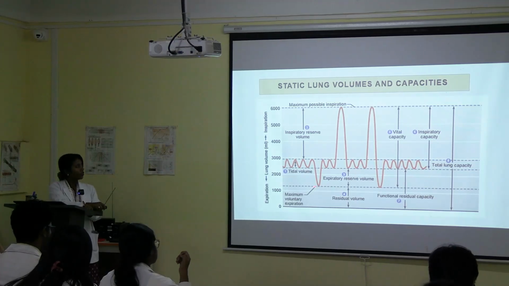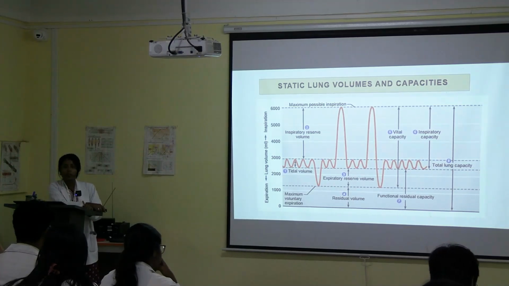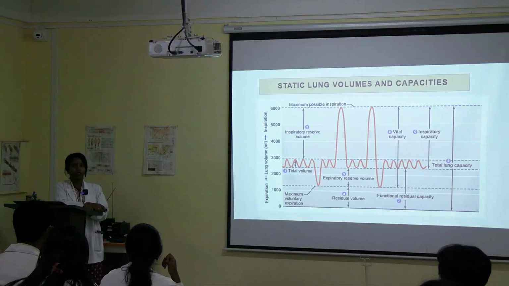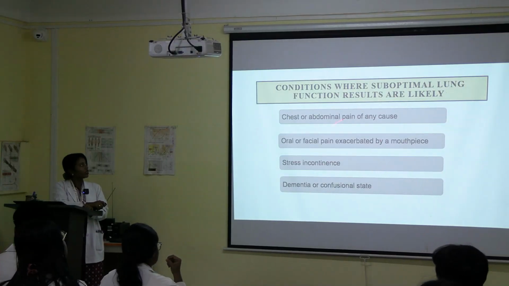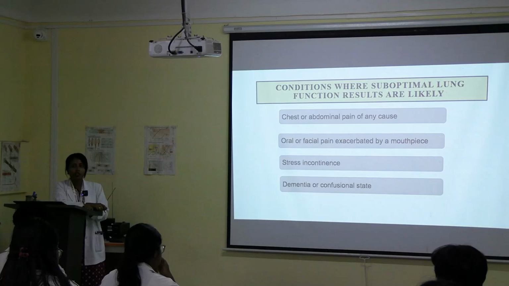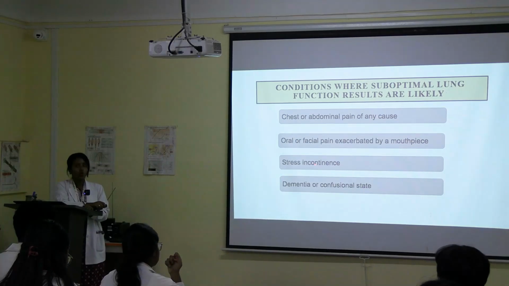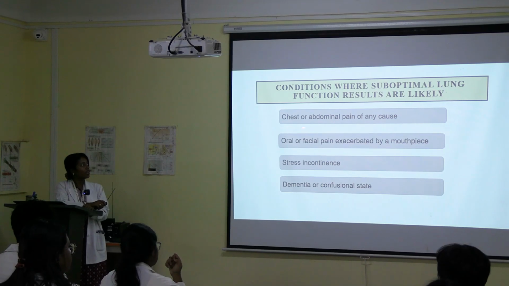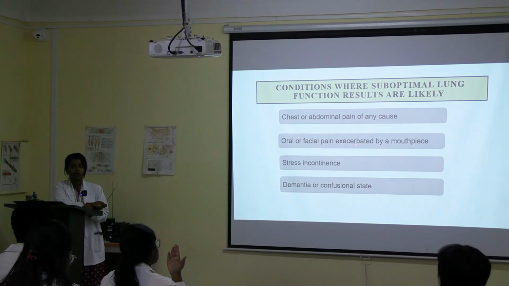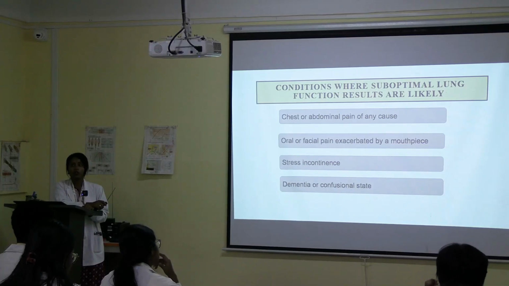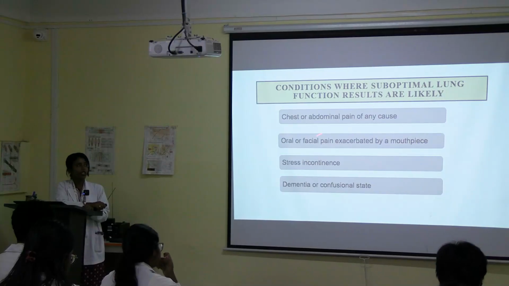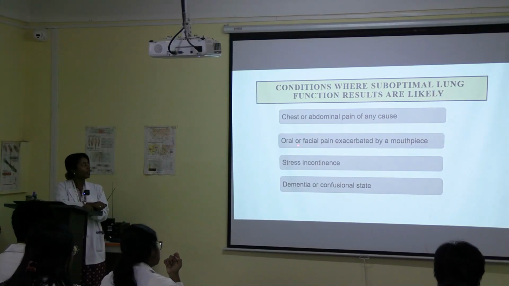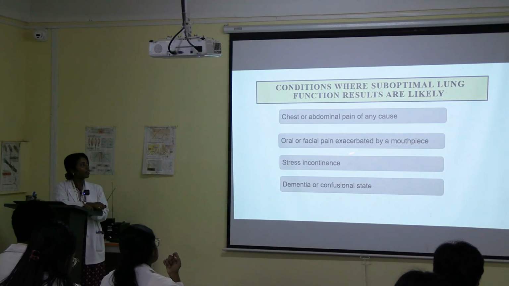Okay, so have you seen any instrument, spirometer? Have you seen any? Not yet. So these are the conditions where your values will be lesser: if the person has chest or abdominal pain. In that case, if the person is performing the procedure, the volumes are likely to be lesser, right? If the person has chest or abdominal pain, then oral or facial pain, okay?